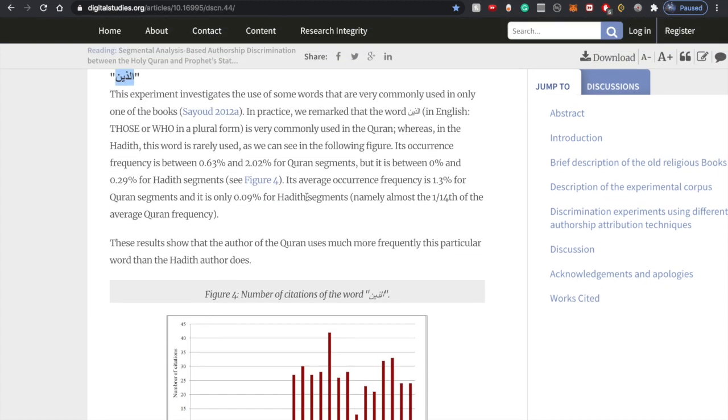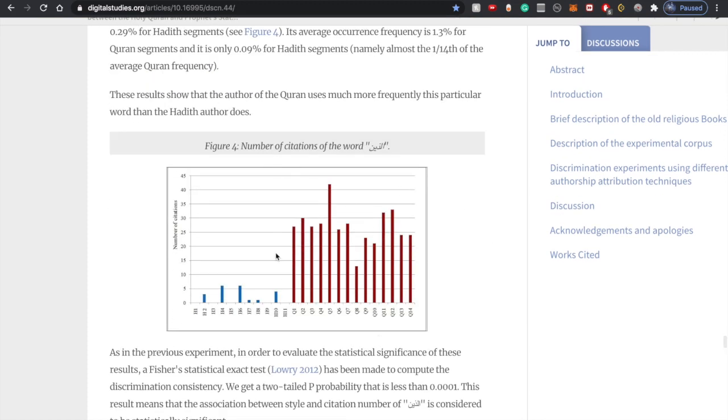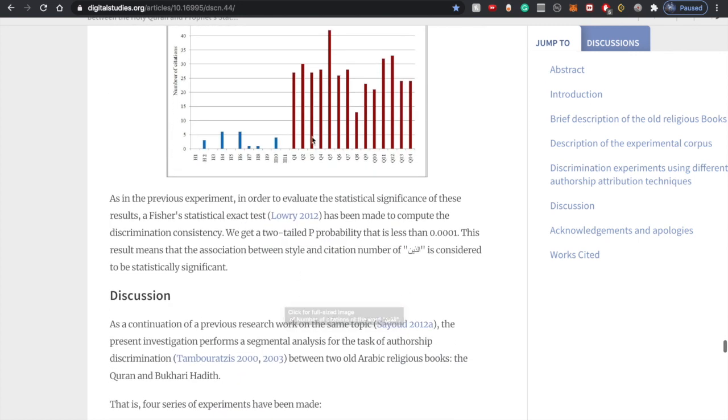Right, so its occurrence frequency is about 0.63% and 2.02% for Quran segments, but between 0 and 0.29% for Hadith segments. Its average occurrence frequency is 1.3% for Quran segments and only 0.09% for Hadith segments. Point is, it's used a lot more in the Quran, and again, we're seeing with the larger sample size, the same stuff being shown.